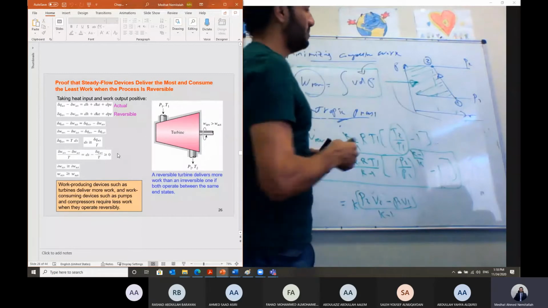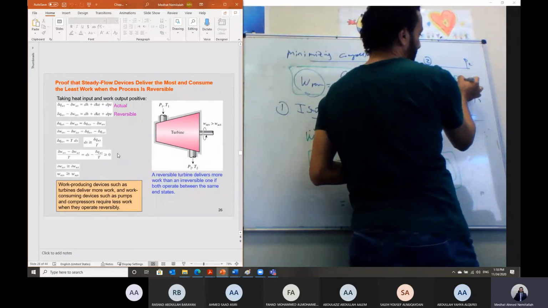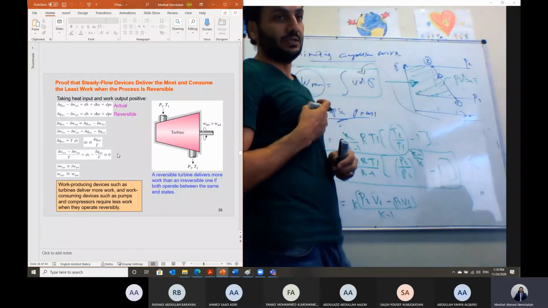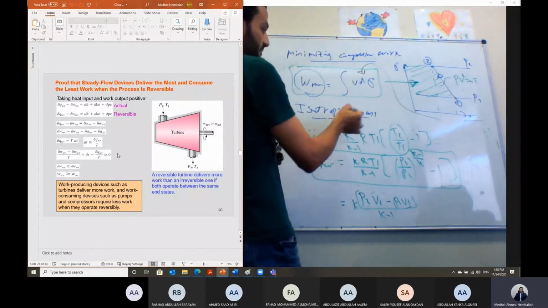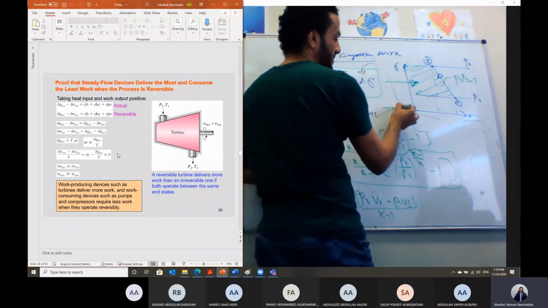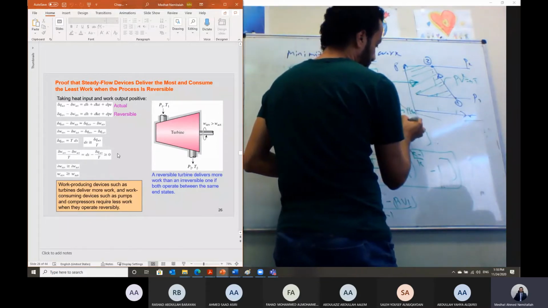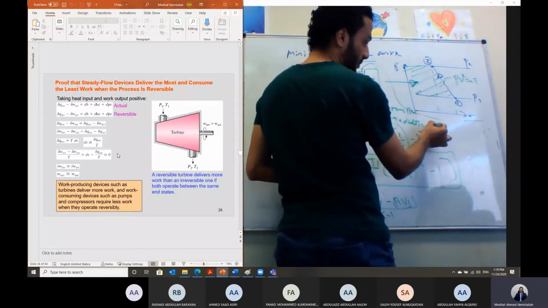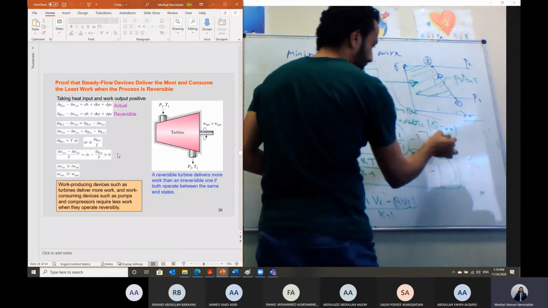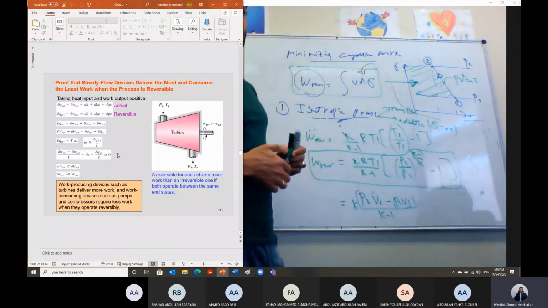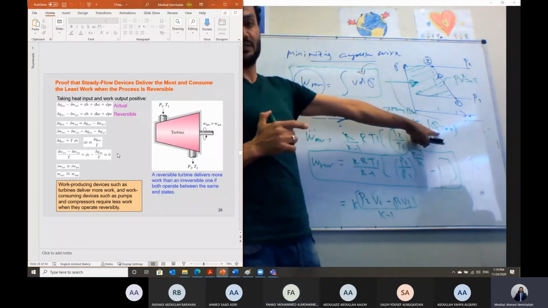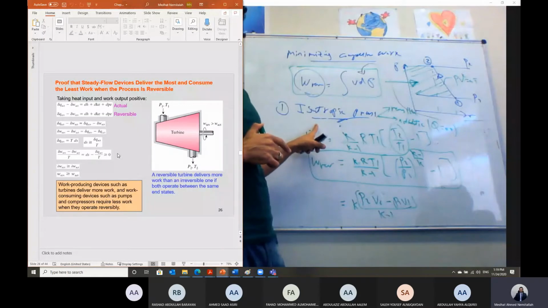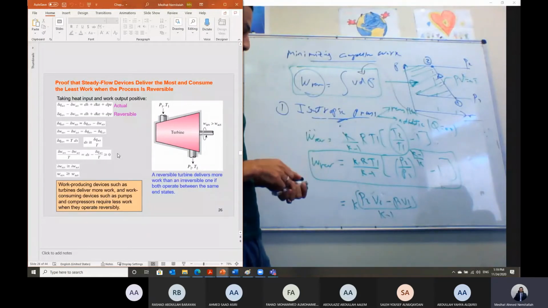Isentropic compression means what? This line is following PV to the power k constant. The process is isentropic. Isentropic process means what? The process is reversible, and the process is also what? Is also adiabatic. Reversible, we don't have loss, and adiabatic means what? We don't have heat transfer in this case. So in case when we have an isentropic compression process, we can calculate the compressor work.